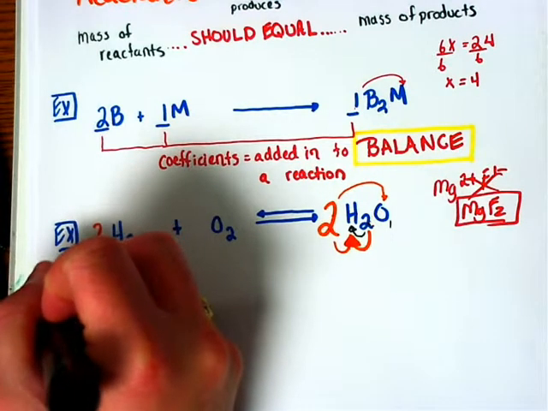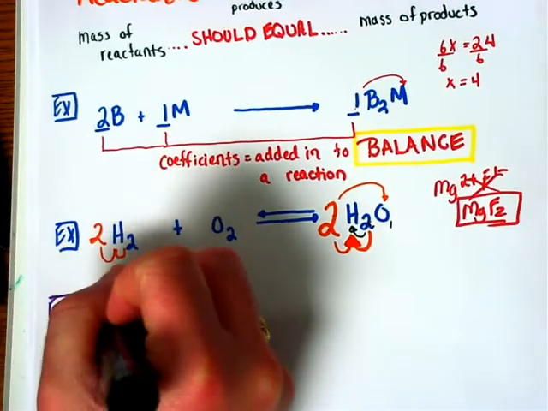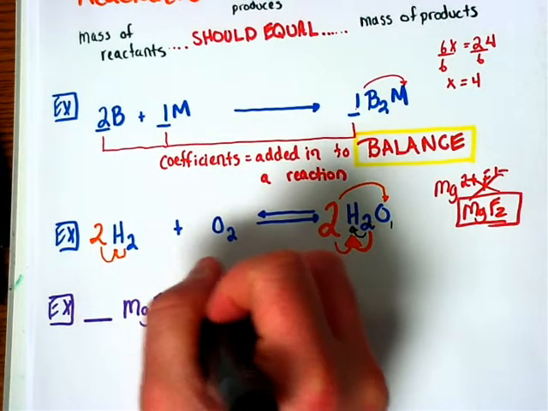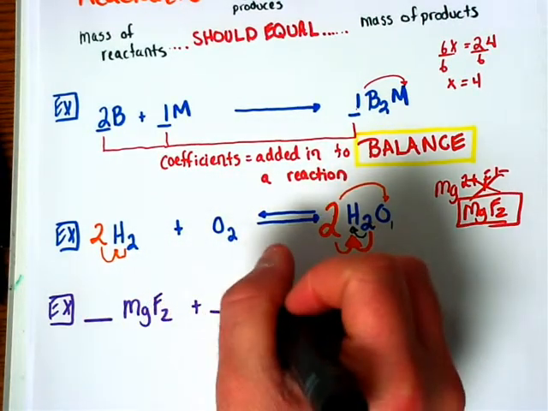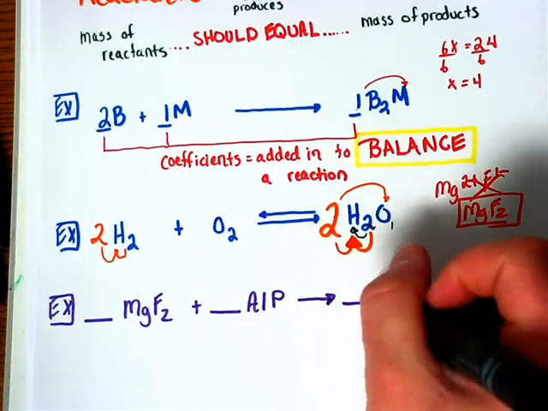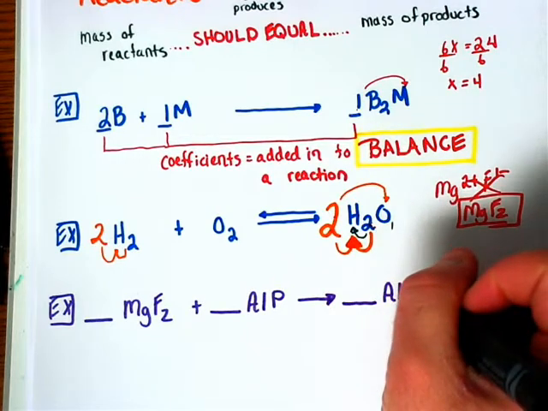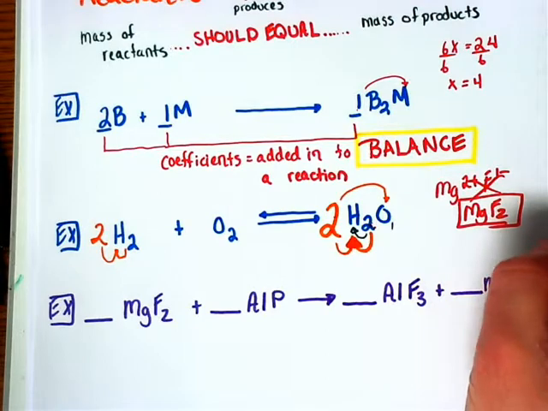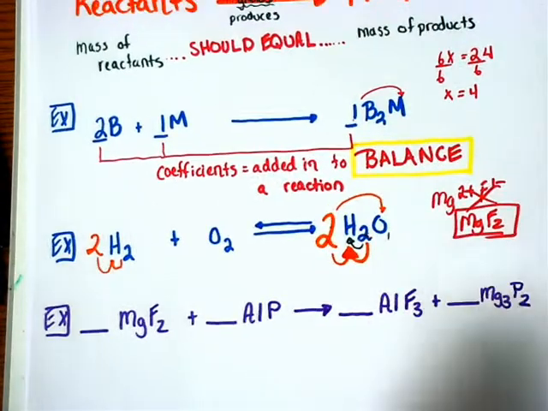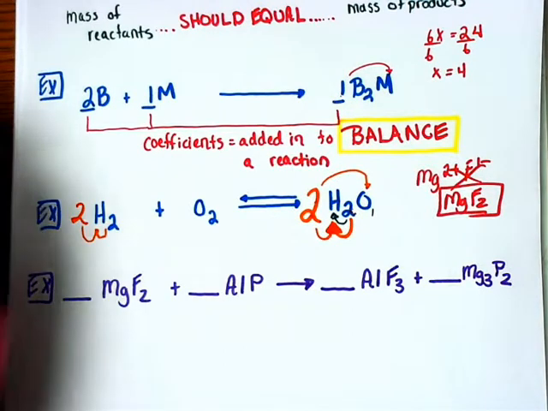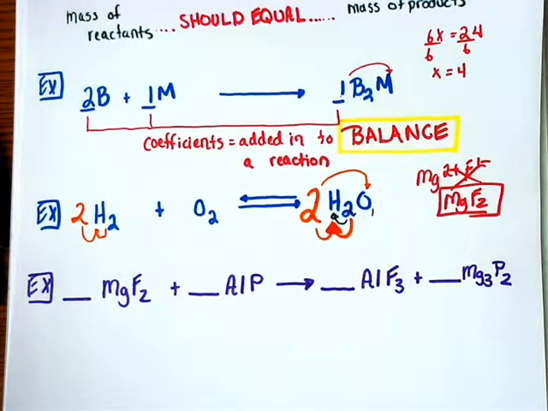Let's look at another example. I'll give you one more. I'll let you write this down real quick. We'll leave blanks up front. Let you copy this down real quick. Magnesium fluoride plus aluminum phosphide produces aluminum fluoride plus magnesium phosphide.